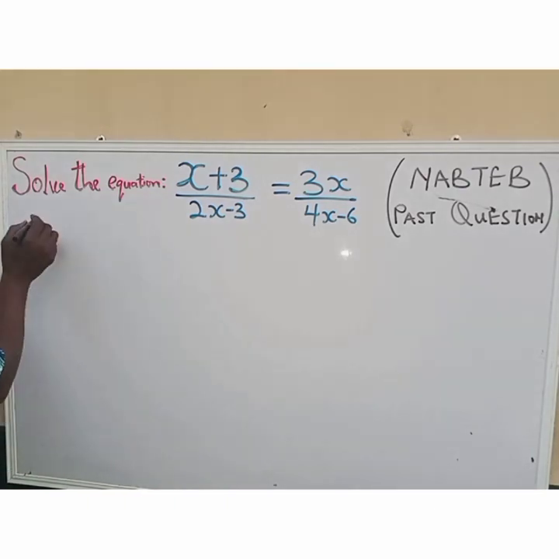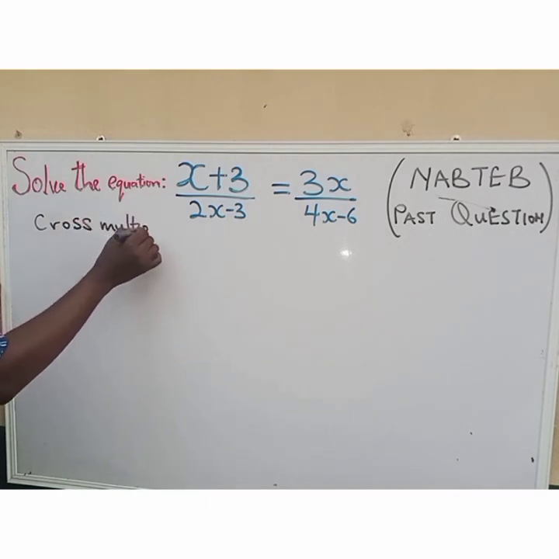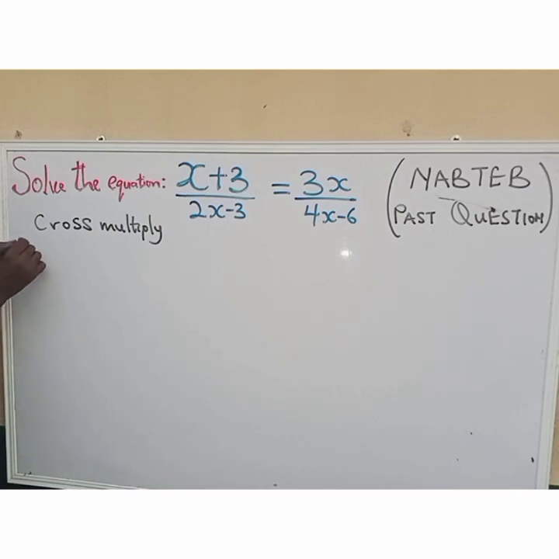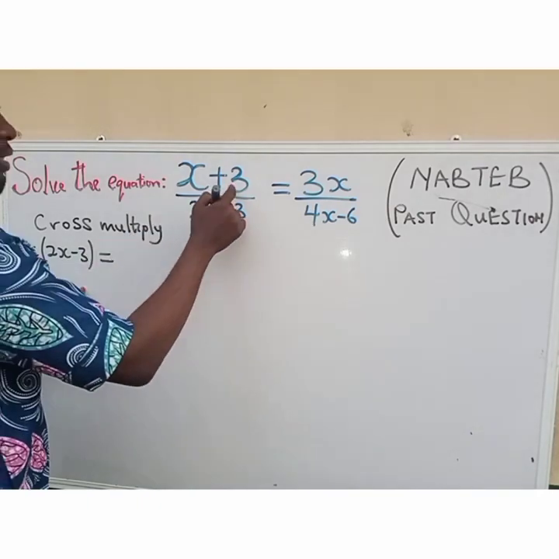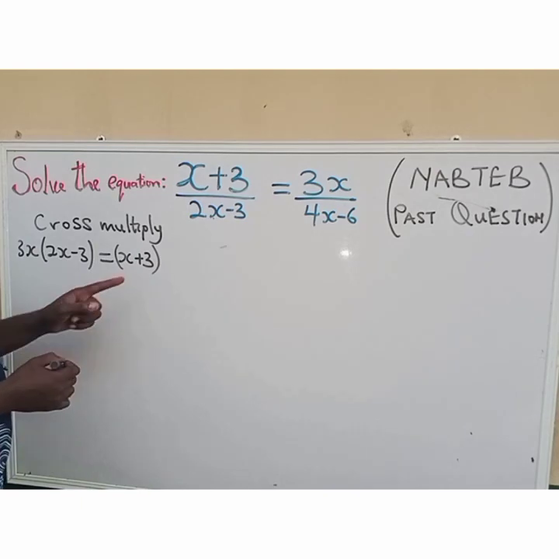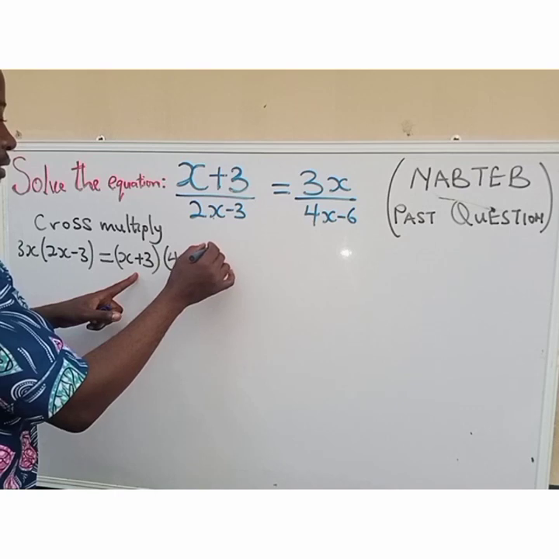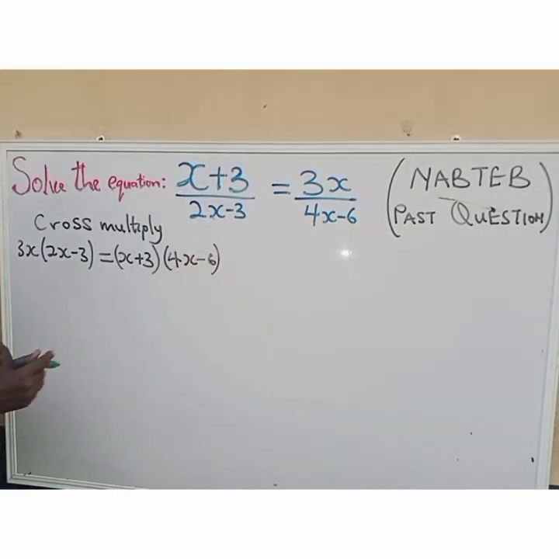The first thing to do is to cross multiply. Now we are going to say 3x into bracket 2x minus 3. We use this to multiply this, equals to this multiplied by this: x plus 3 multiplied by 4x minus 6. That's the first step.